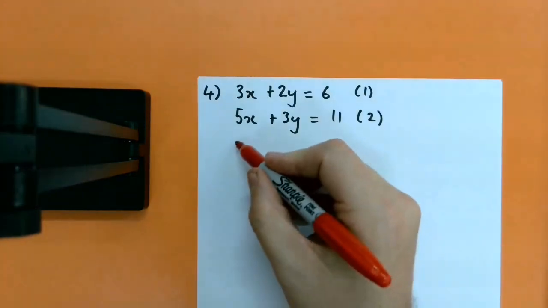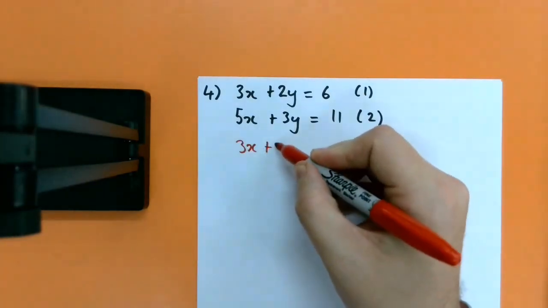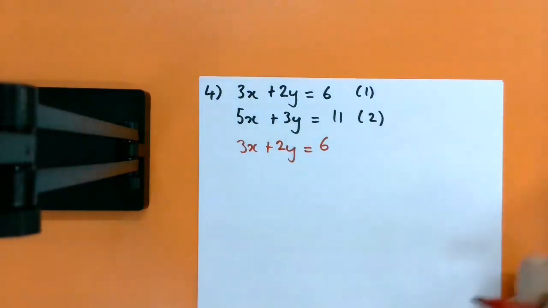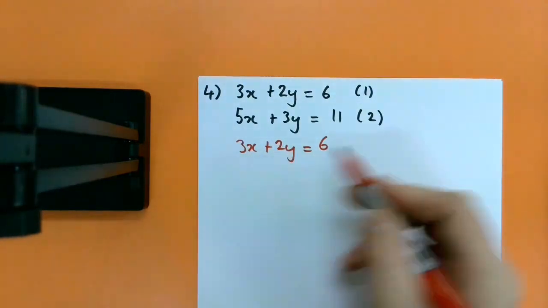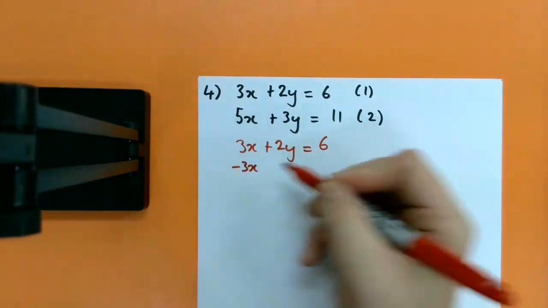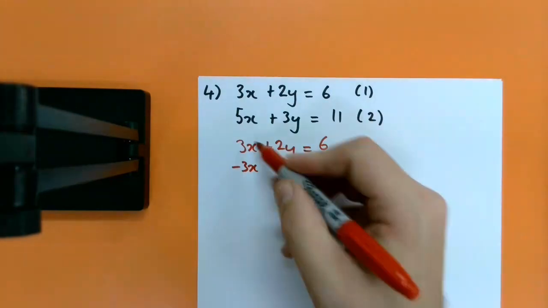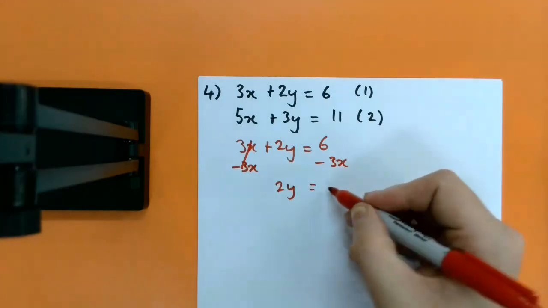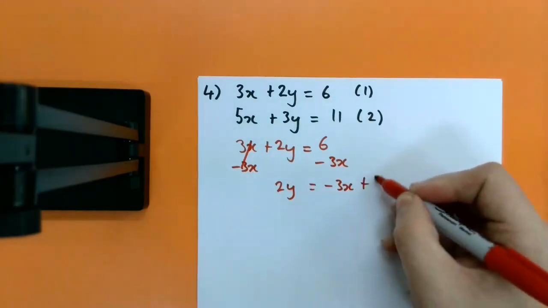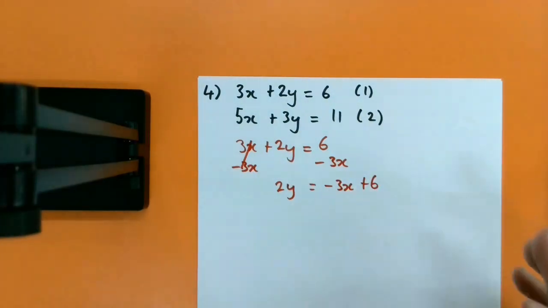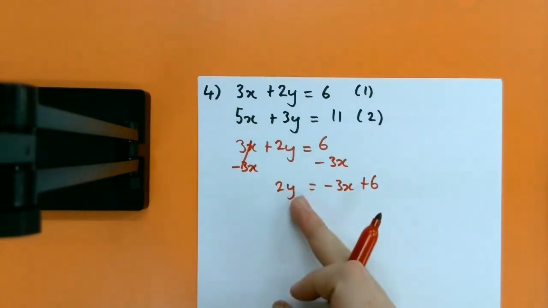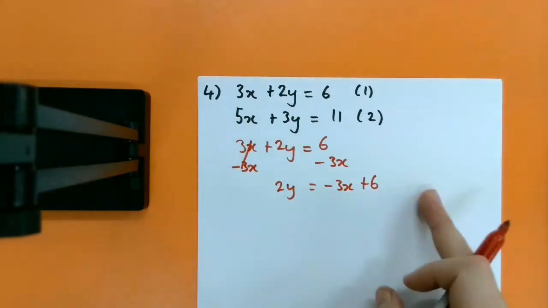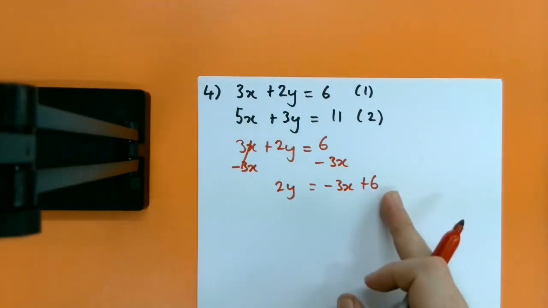So I have 3x plus 2y is equal to 6. What I want to do is move the 3x to the other side, so I'm going to minus 3x from both sides. So I now have 2y is equal to minus 3x plus 6. Now I'm not quite done yet because I still haven't got y by itself, so I need to divide both sides by 2.